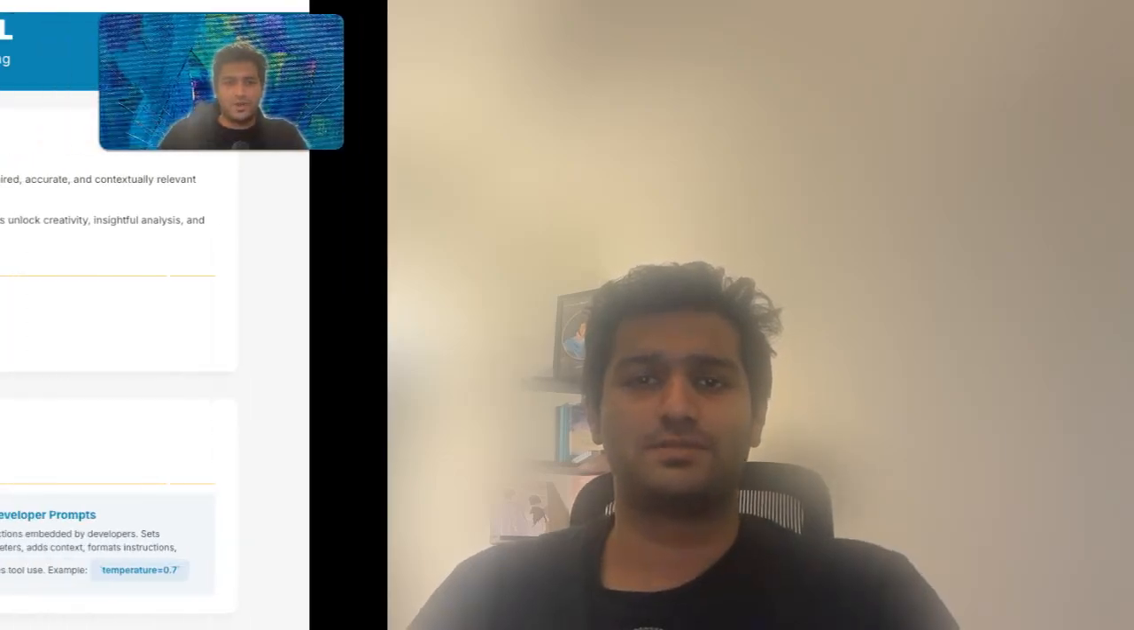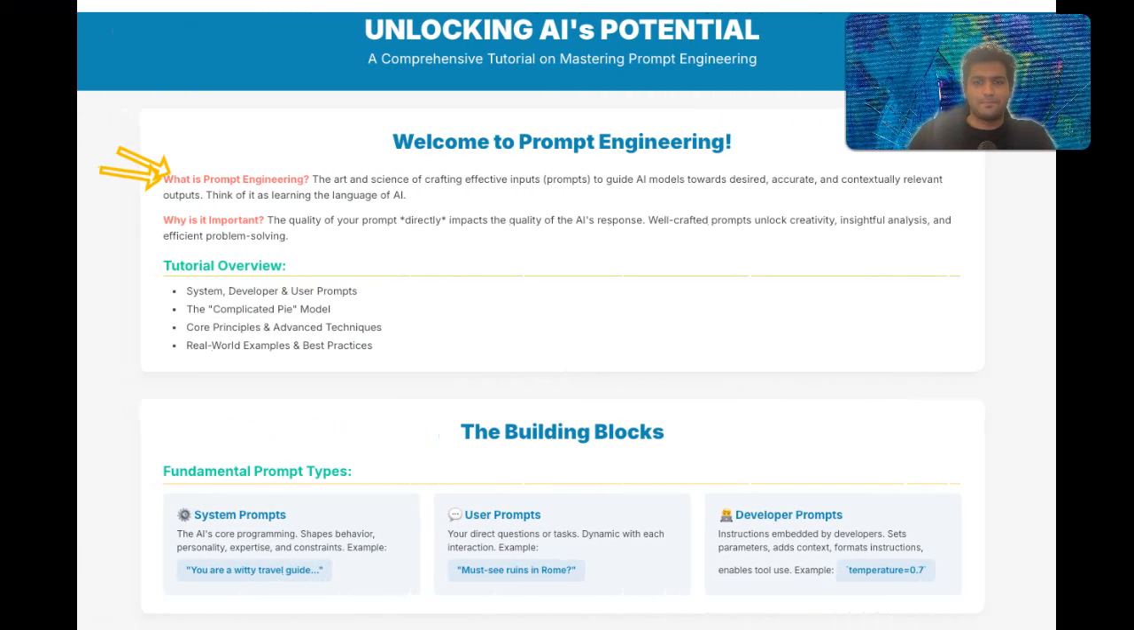In today's rapidly evolving digital landscape, AI is more than just a buzzword. It's transformative technology. But to harness its full potential, we need to learn how to communicate with it effectively. That's where prompt engineering comes in. It's the art and science of crafting inputs, the prompts that guide the AI model to produce desired, accurate, and contextually relevant outputs. Think of it as learning the language of AI.